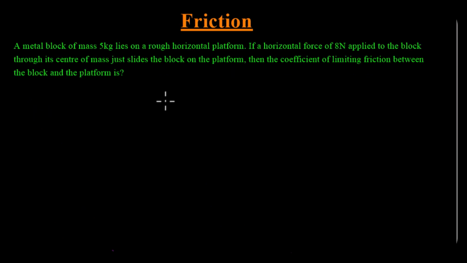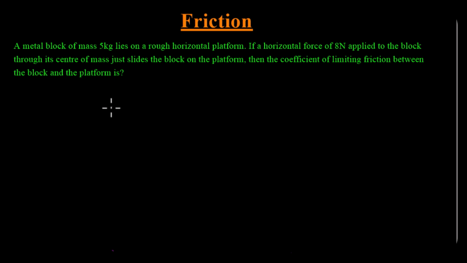Okay, so we're given a metal block of mass 5 kg lying on a rough horizontal platform. If a horizontal force of 8 Newtons applied to the block through its center of mass just slides the block on the platform, then the coefficient of limiting friction between the block and the platform is. So they're asking us to find the coefficient of limiting friction. First we want to make sure whether we're dealing with static friction or dynamic friction, because that will aid our analysis on this question.